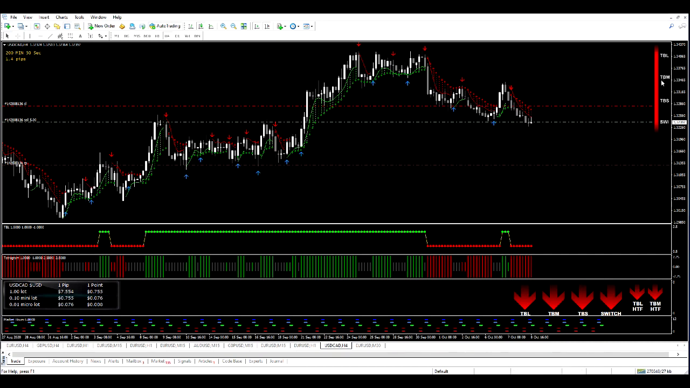I've got all my TBL, TBM, TBS, and switch all pointing in the right direction. Everything looks good for this short trade. I'll be back soon to monitor this.